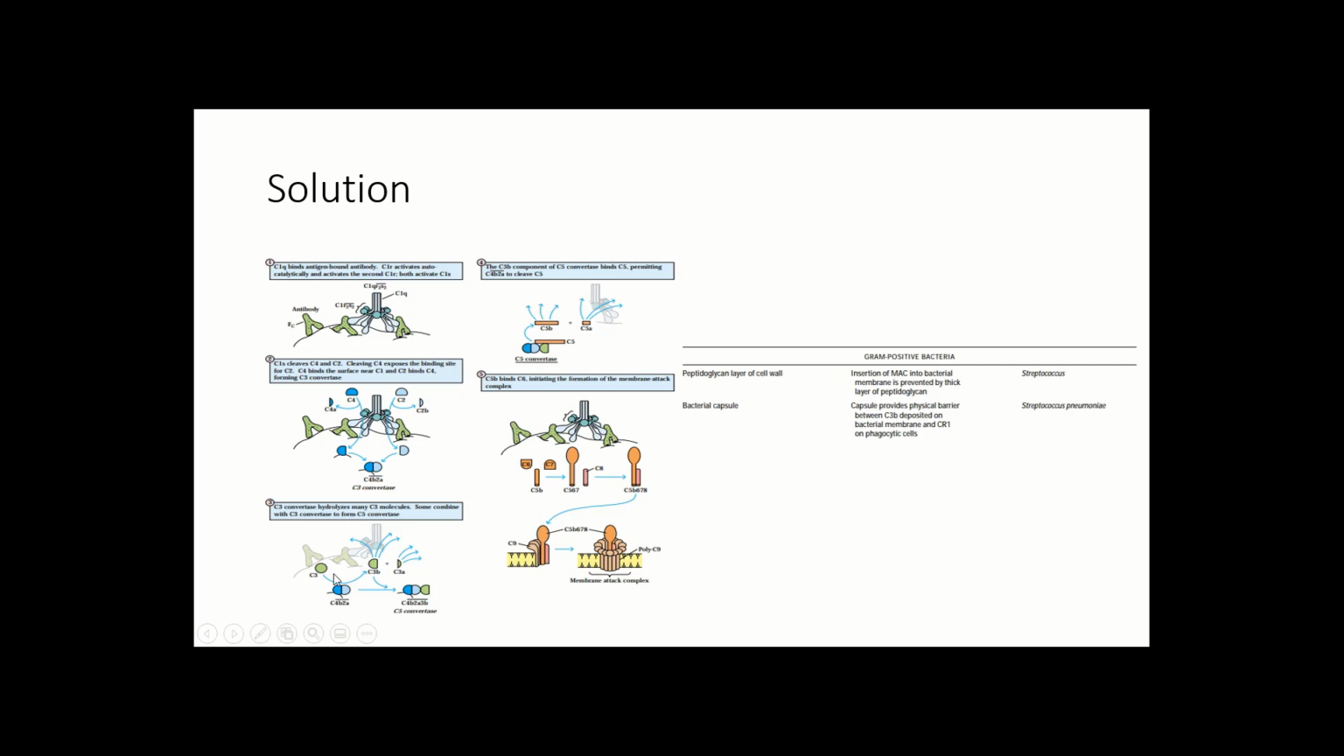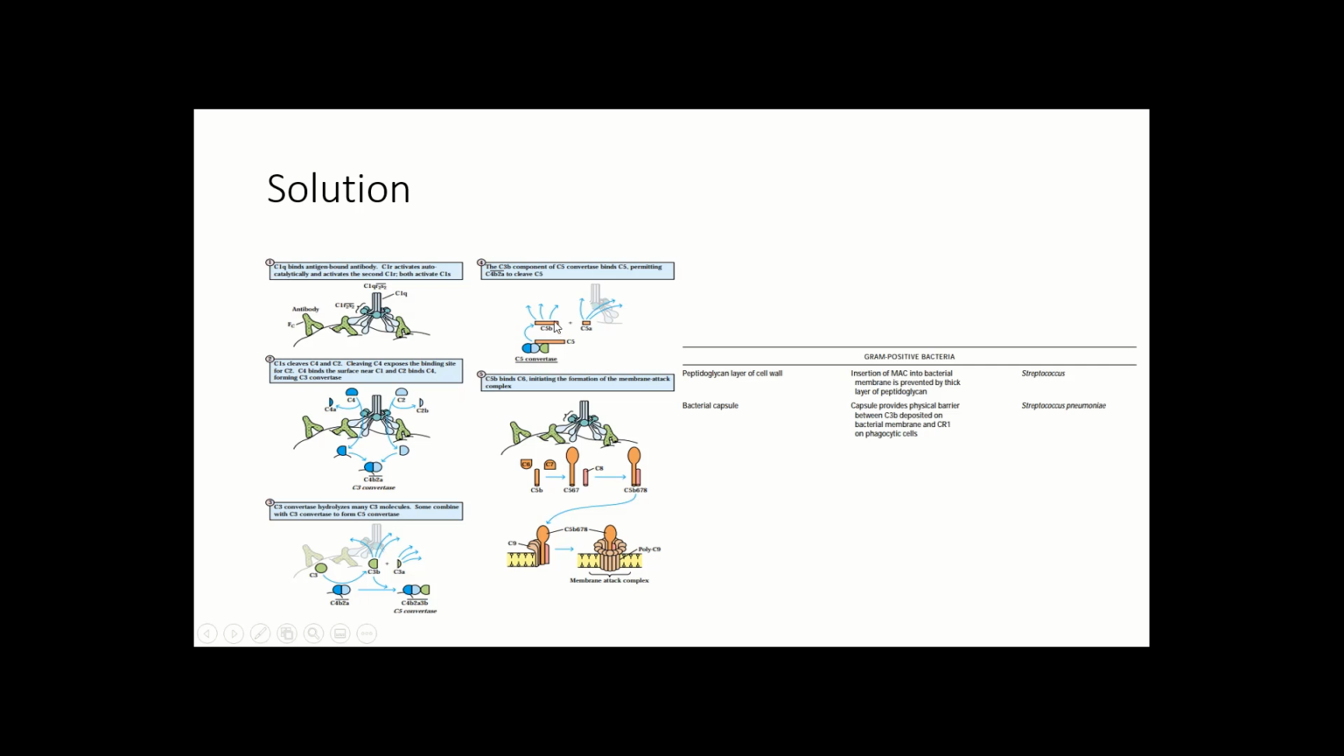So how does it play a role? This C4b2a, which is C3 convertase, will bind with C3 and cleave C3 to C3a and C3b. Now this C3b will come and bind to this C4b2a. So now it will make C4b2a3b, which is C5 convertase, which will use C5 as a substrate. At the next step, the C5 convertase will bind to C5 and cleave C5 to produce two fragments, C5a and C5b, right?